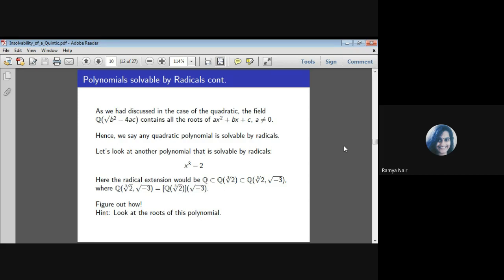You can think about how that is. A hint would be to look at the roots of this polynomial. I am guessing you all know how to find the roots of this cubic polynomial. If you look at the roots, you would understand why all the roots of this polynomial are contained in that field.